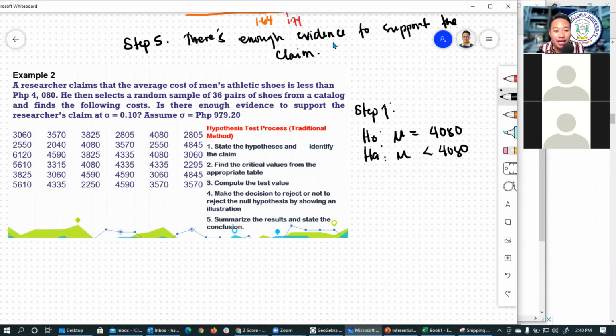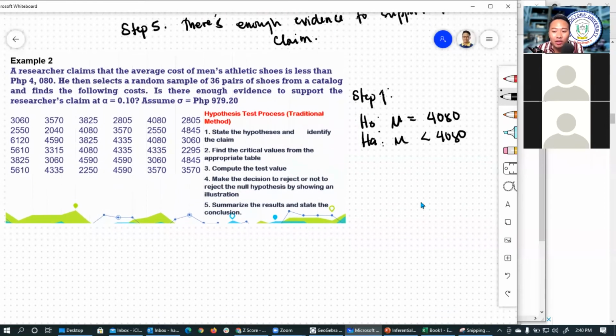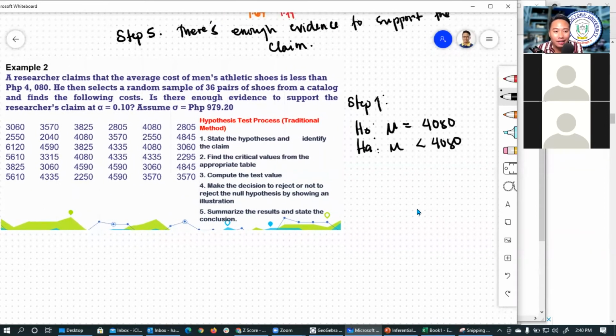What's our claim here? Asa may claim na to ani? Alternative or null hypothesis? Alternative, very good. So this is the claim, oh, di ba? By Yates. Step 2. So mag-illustrate ta. We're gonna do the normal curve.